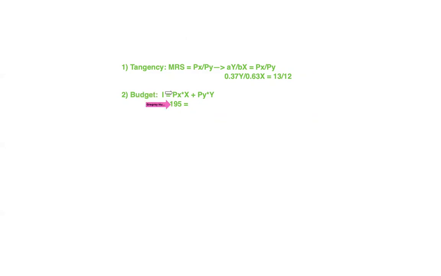Income is 195. Px is 13, so 13x plus 12y equals 195. Yeah, okay. My bad. I thought that was already kind of done. Well, no, but see, the thing is, do you agree with this, Sonica? Did we do it right?